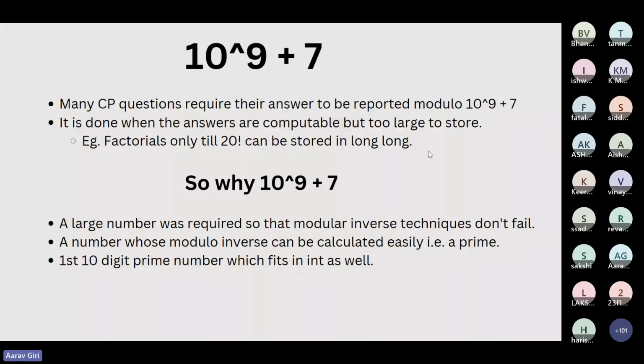Okay. And why 10 power 9 plus 7? First of all, if you have seen questions, many times they give you the range till 2 into 10 power 9. So we needed a prime value. See, this is also a prime value. So we needed a large prime value. It consists of 10 digits. So it is good for our purposes. Since it's also the first 10-digit prime number.